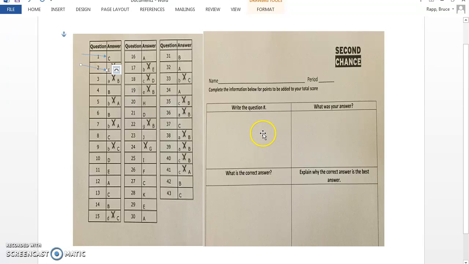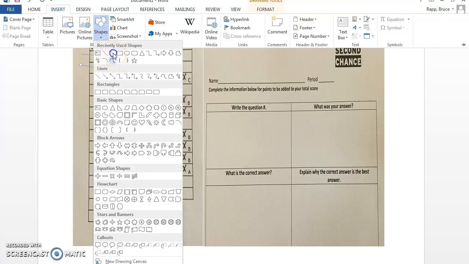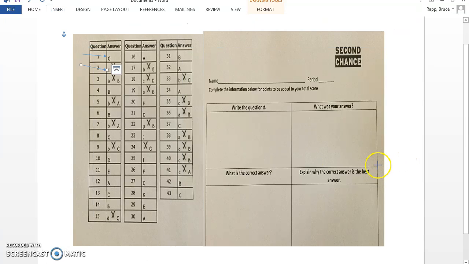I want you to notice the layout here. Number 1 asks you to write the question number. Number 2 says, what is your answer? Number 3, what is the correct answer? And then explain why the correct answer is the best answer. It is this box right here that is the most important. Explain why the correct answer is the best answer. This is what I want you to focus most of your time on, is this box right here. This is the one that's going to help you the most on the test as well. You'll see that these other 3 boxes are very easy to answer and go very quickly.